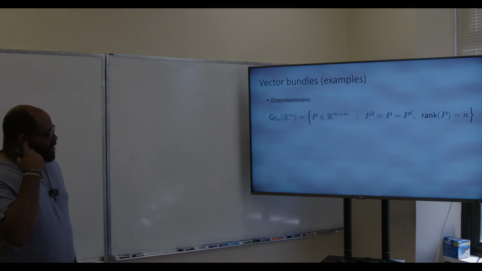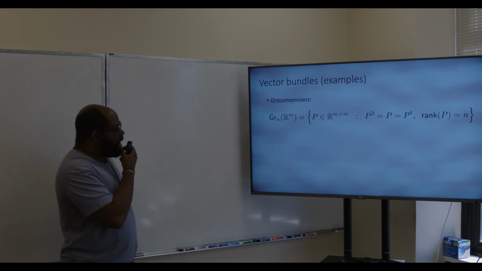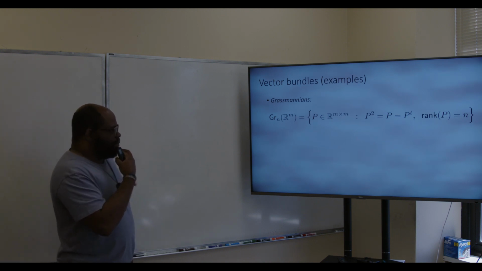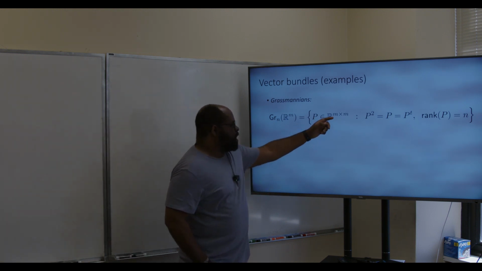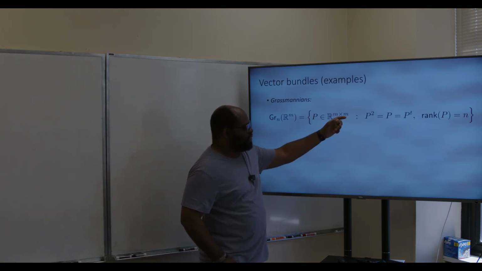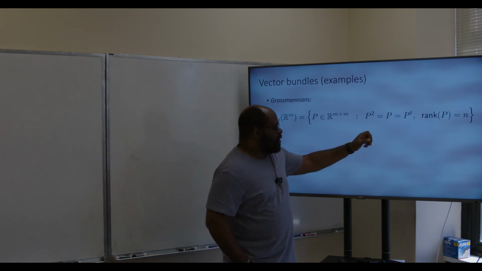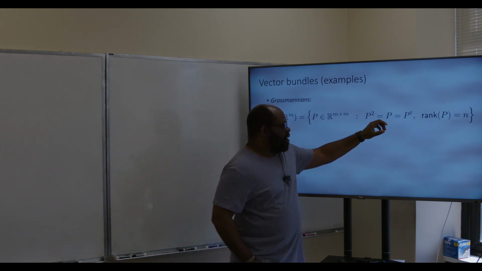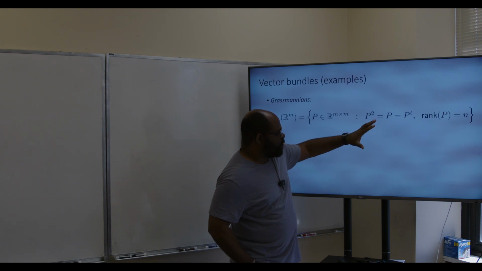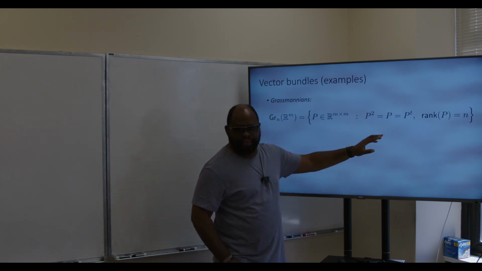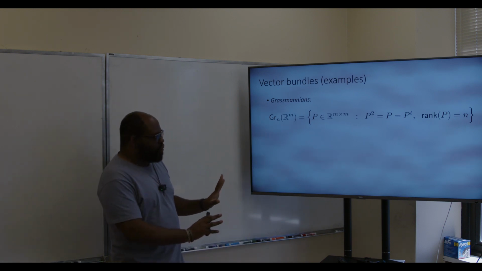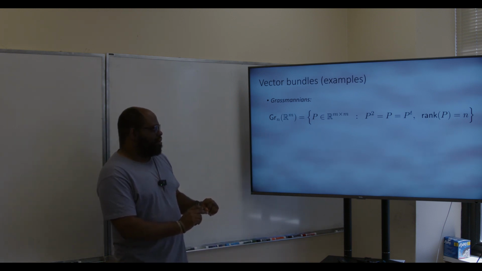So here's the third example. This is the Grassmannian manifold, which I like to think of as the collection of M by M matrices which are symmetric, essentially orthogonal projections of rank N. Okay, that's one way to think about them.